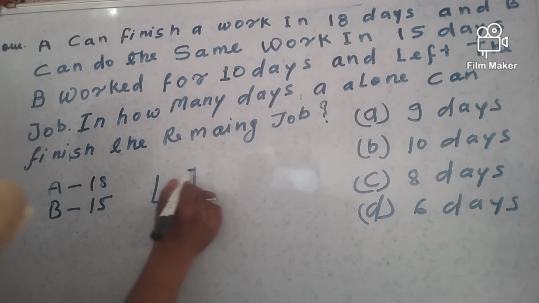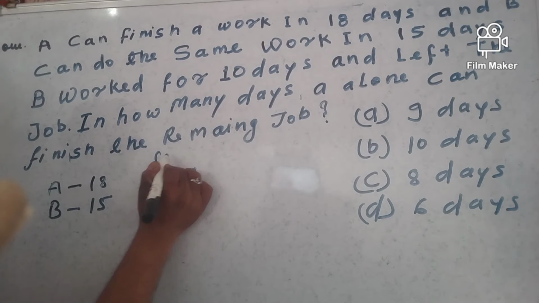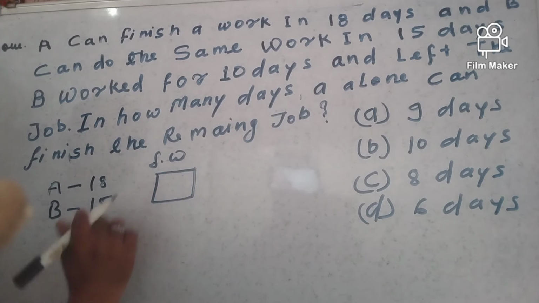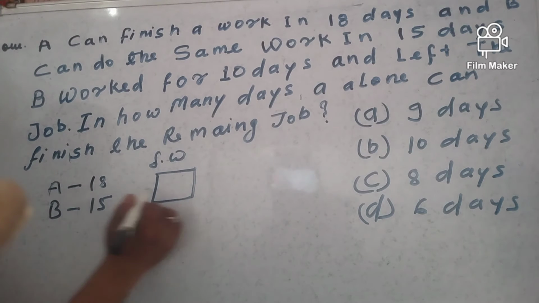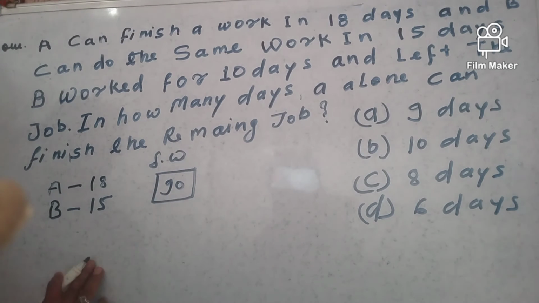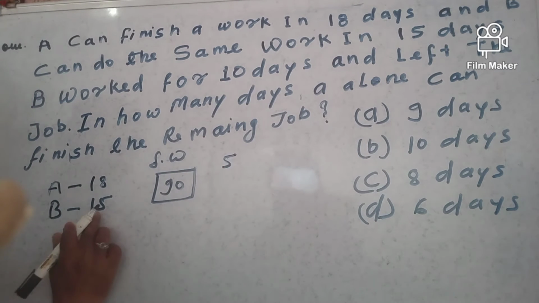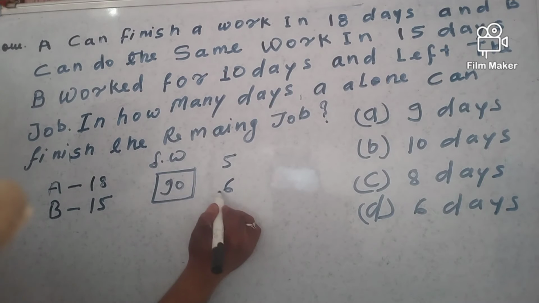So we need how much total work? A can finish this work in 18 days and B can finish it in 15 days. So I think 90. Take a number in which both divide evenly. 18 times 5 is 90 and 15 times 6 is 90.